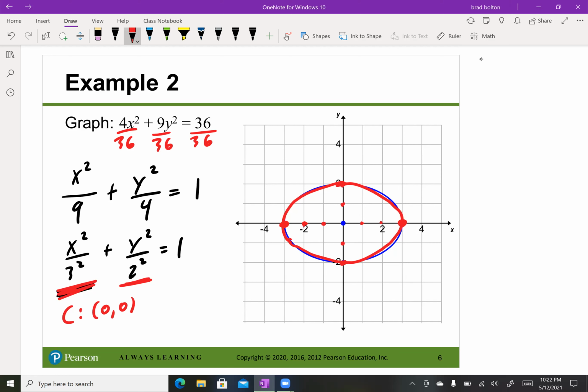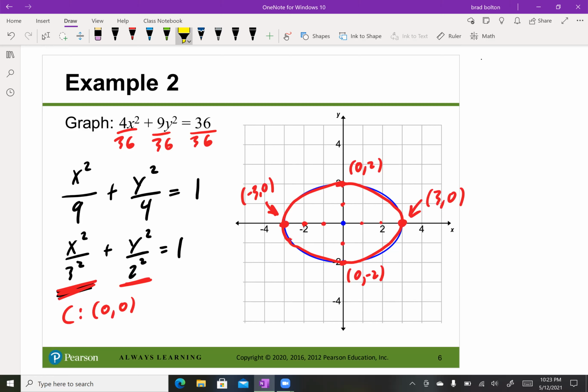And you can once again see that this is the x-intercept. So it would be -3, 0. This would be the other x-intercept. This would be 3, 0. This would be 0, 2 for the y-intercept. And this would be 0, -2 for the y-intercept. So like I said, once again, it's pretty straightforward.